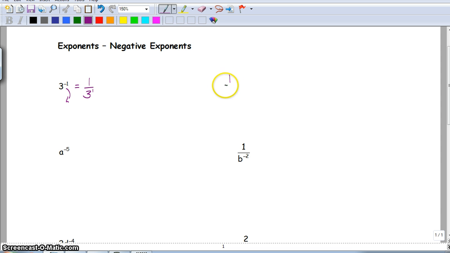Similarly, if I were to give you 1 over 3 to the negative first power, this negative first power, the entire term needs to be moved, in this case up to the numerator, and when we simplify everything, we're left with 3 to the positive first power. Although again, you don't need to write that positive 1. And those would be your answers.